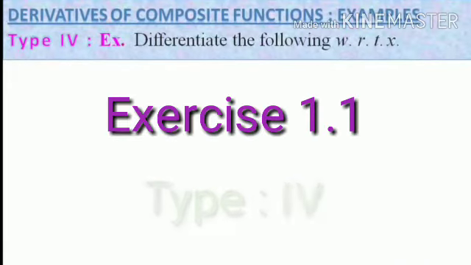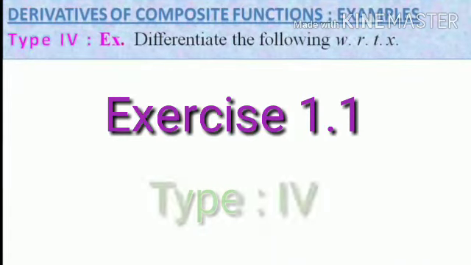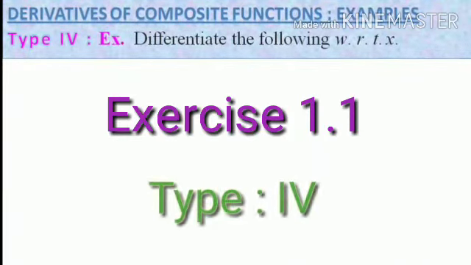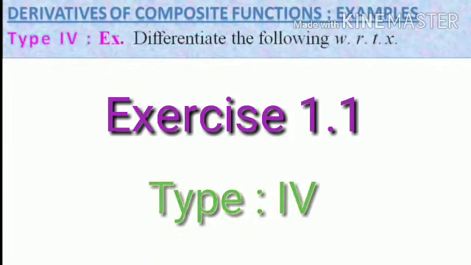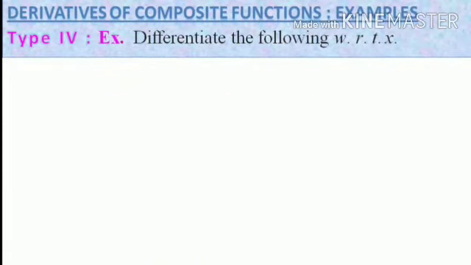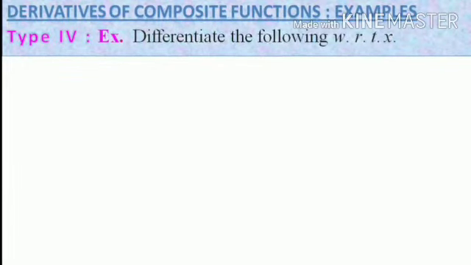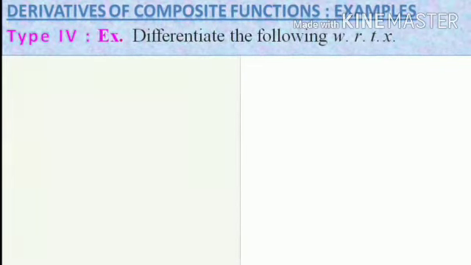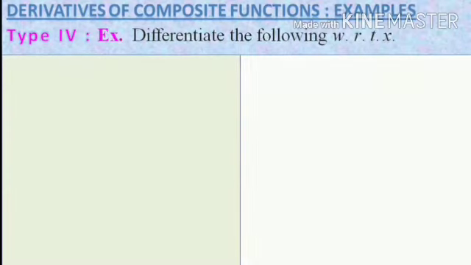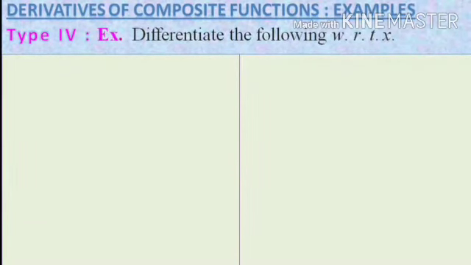Now taking the next type of this composite function, that is type fourth. In exercise 1.1, examples 4, 5, 6, 7, 8, all these examples have to be solved by this method. Now we are taking the first example of type 4.